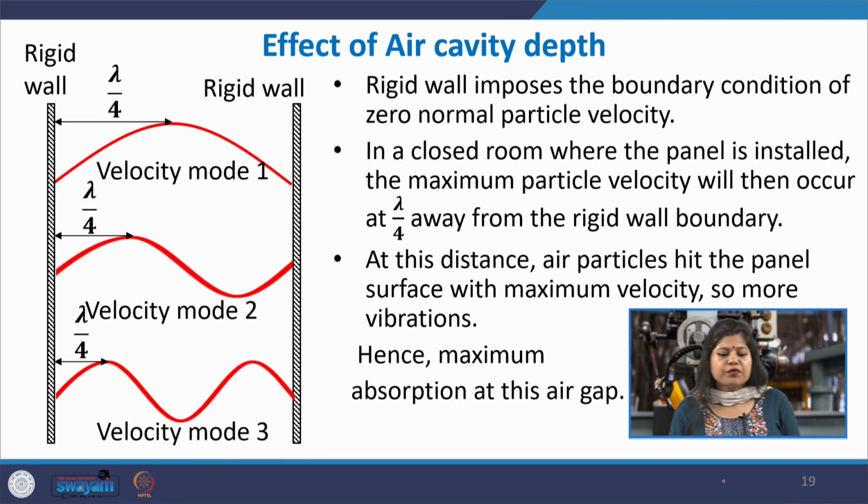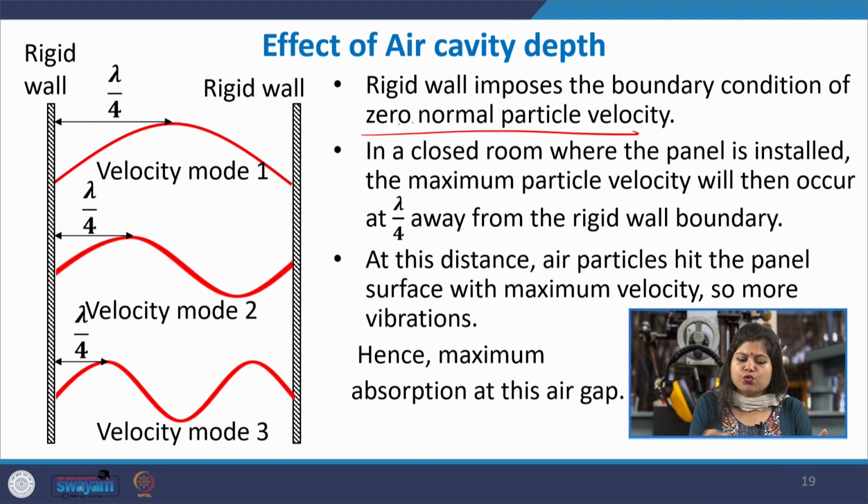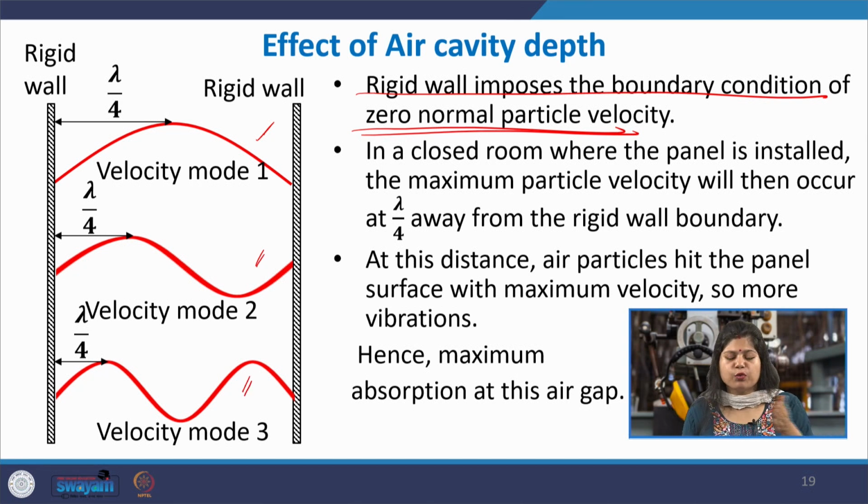Now, what is the effect of air cavity depth? Again, most of the time these panels are used in closed indoor spaces having rigid walls. In closed indoor spaces with rigid walls, the condition has to be that the particle velocity has to reach 0 at all these rigid walls. So, only certain wave fronts can exist, as you can see here, because the velocity has to be 0 at both ends. So, these are, suppose, the opposite walls of some room, and only certain allowable frequencies can exist within this room.